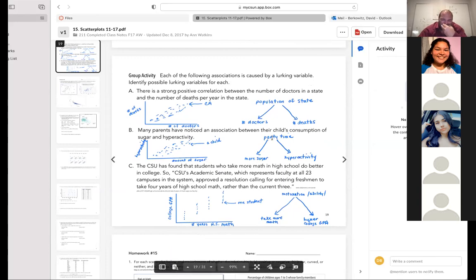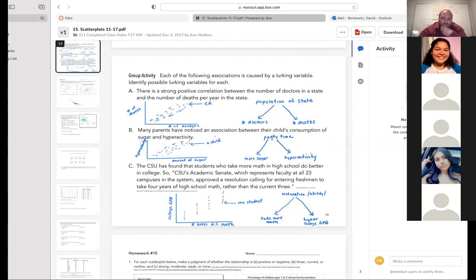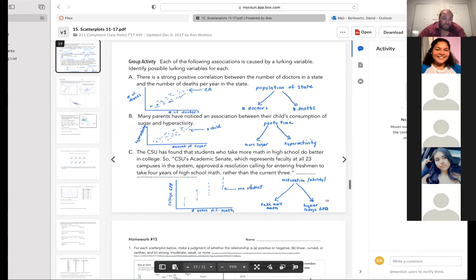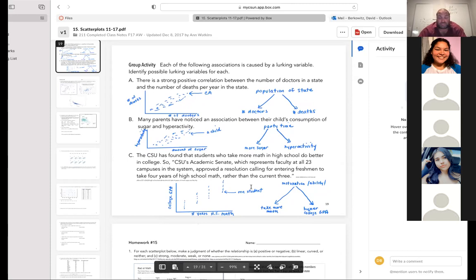Is it like how much sugar they use? A kid could just get excited without eating anything, I guess. I guess the more they party, the more they eat, and the more hyperactive they are. But it's the party time that's really the cause of both. I don't know. Maybe. Again, I would not ask a question like this that has such a vague answer. I have no idea.